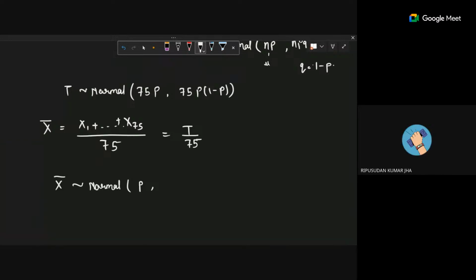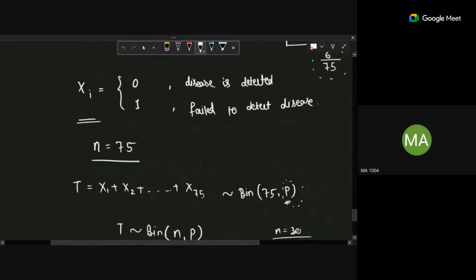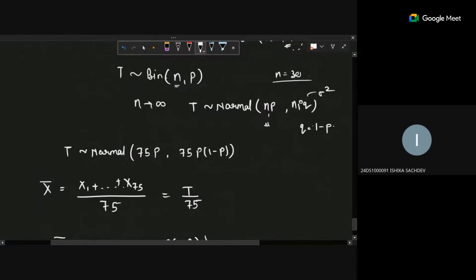The mean will be the same, p. The variance will be p into 1 minus p divided by 75, sigma square by n. No, ma'am, I think the mean is p and the variance is p into 1 minus p by 75. Okay, let's check why the mean will be p by 75. Because there are 75 samples, no? But then 75 is already there in the variance, right?